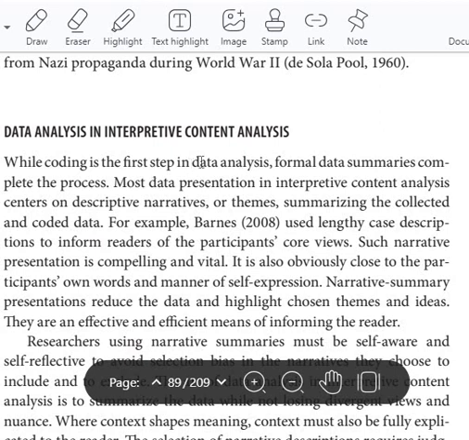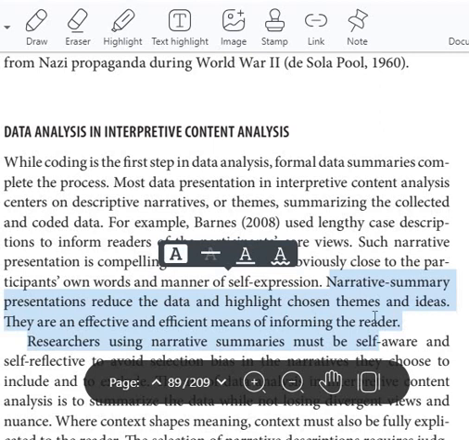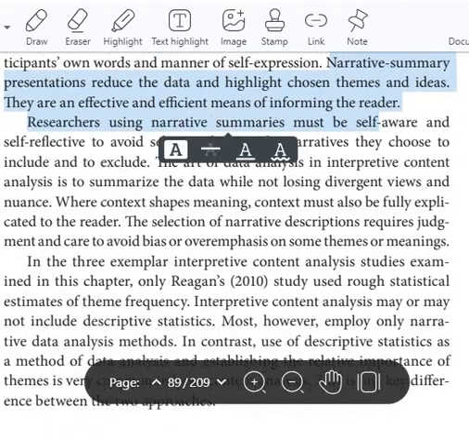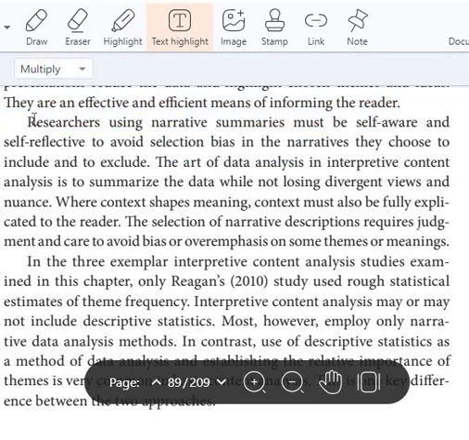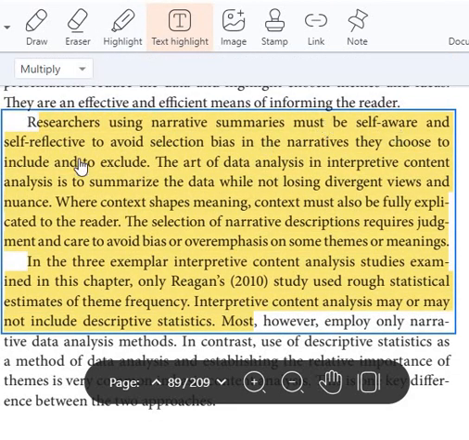while coding is the first step in data analysis, formal data summaries complete the process. Narrative summary presentations reduce the data and highlight chosen themes and ideas. They are an effective and efficient means of informing the reader. Researchers using narrative summaries must be self-aware. So researchers must be what? Self-aware and self-reflective. Why? To avoid selection bias in the narratives they choose to include and exclude.